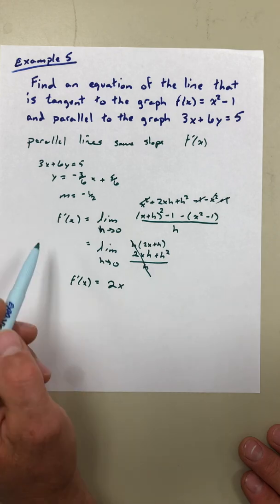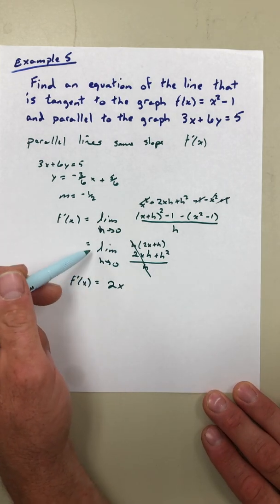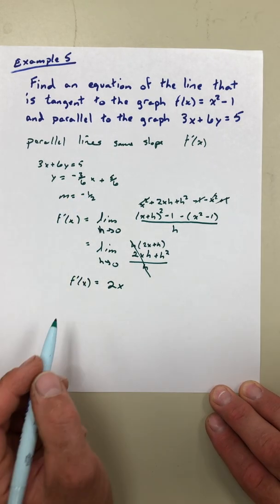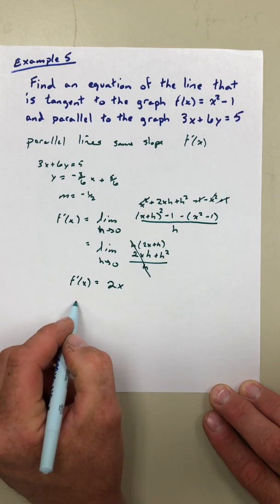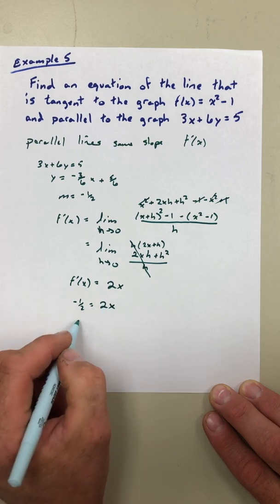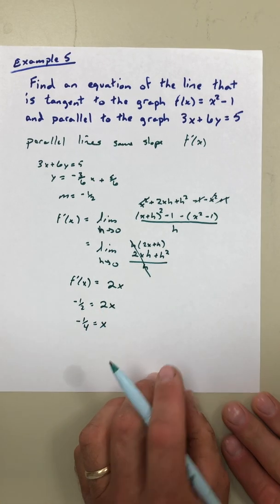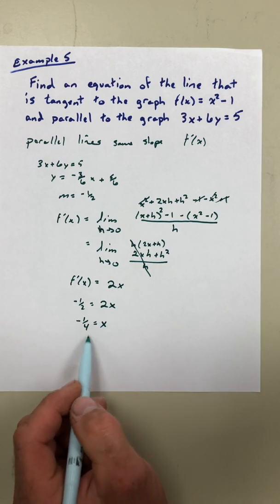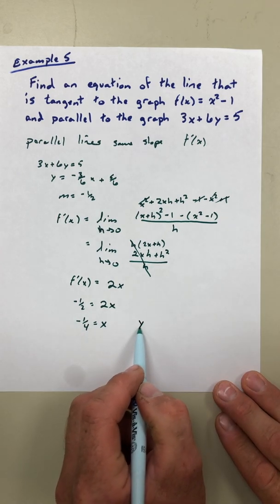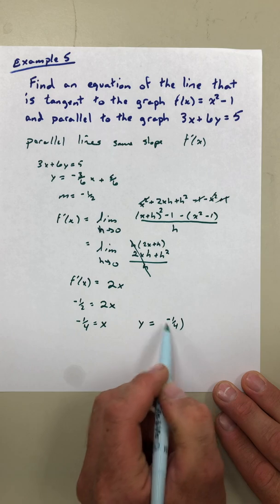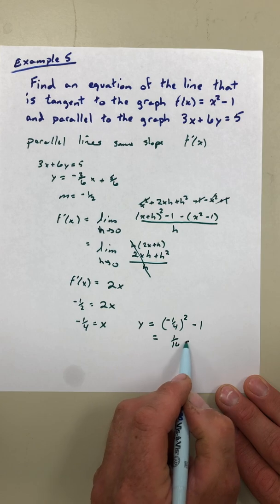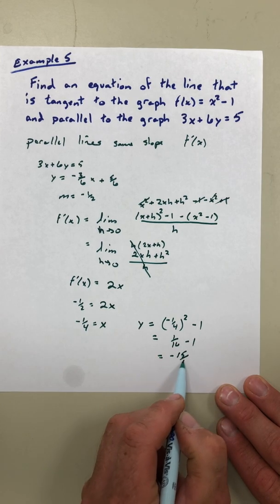So what I'm looking for is the slope of this function, which is going to be 2x at any given point, to equal negative 1/2. What x value gives that to me? So I can take my negative 1/2 and set it equal to 2x. Go ahead and divide my 2 over, so I get negative 1/4 equals x. So I know my x value is negative 1/4. Well, if I know my x value, I can find my y value. My y value is going to equal that negative 1/4 squared minus 1. Negative 1/4 squared is going to be 1/16 minus 1, which is negative 15/16.